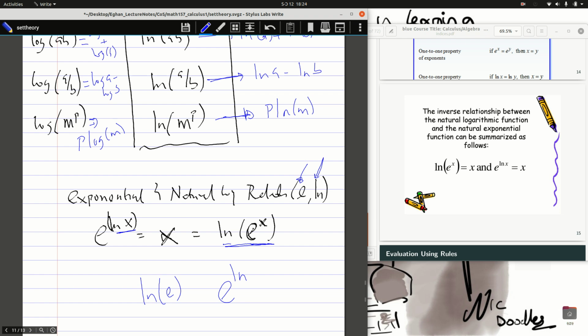I have equal to x because there's an x here. So if they cancel out, it means I'll get x as the answer left. Let me use A. So this gives me A. That is the relationship between these two.